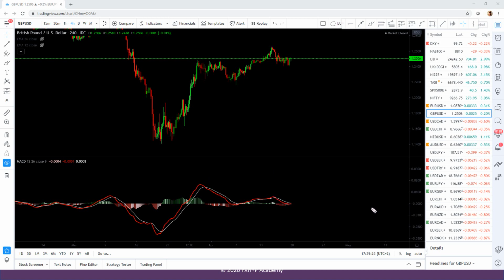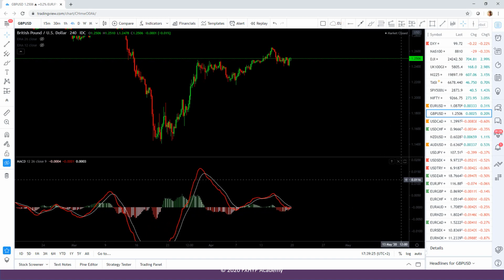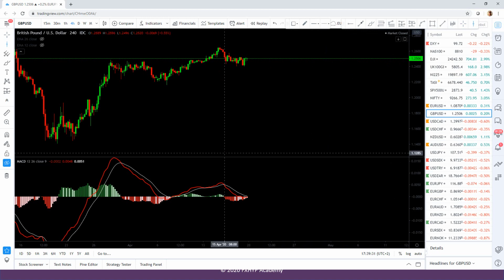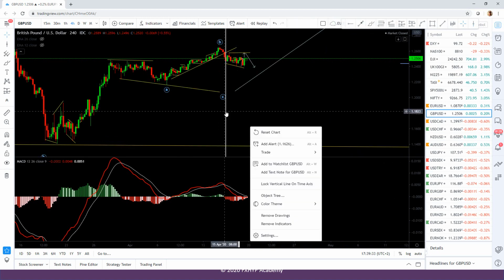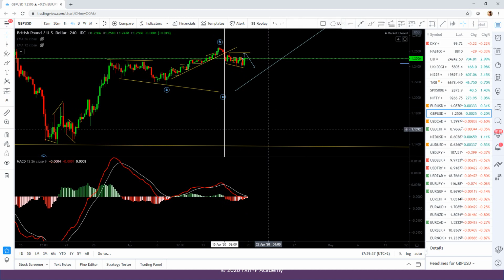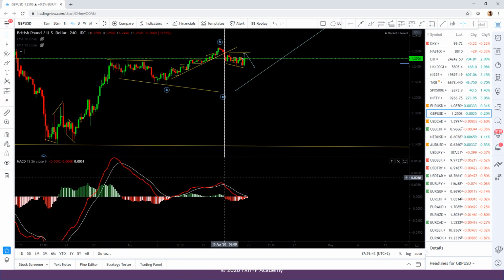Let me magnify this a little bit so you can see the crossover. This is the crossover. This is a sell signal. See? So you get the setup first and then it gives you a signal.